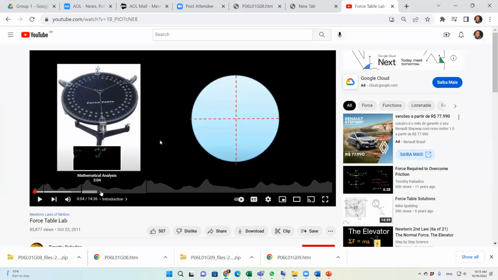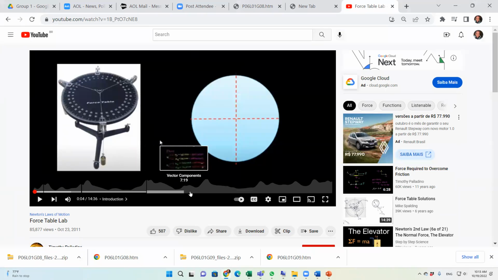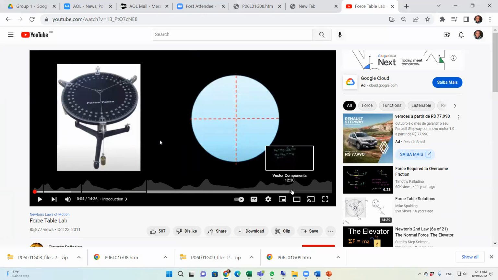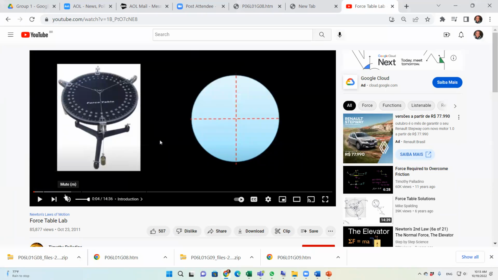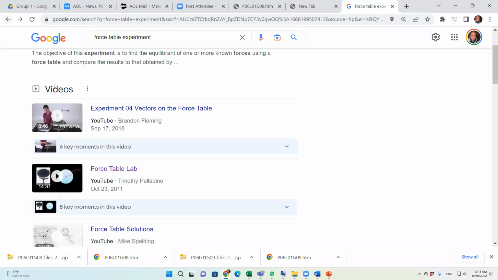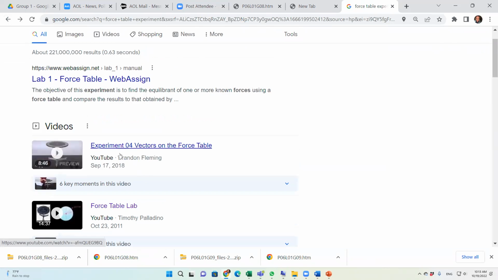Let's see if we have a better illustration here. I don't like this video because it doesn't have a good illustration of the force table. Only this one, where you can hardly see how it looks. Let's see if I can get you another one. Maybe this one here. Okay, this one looks better.